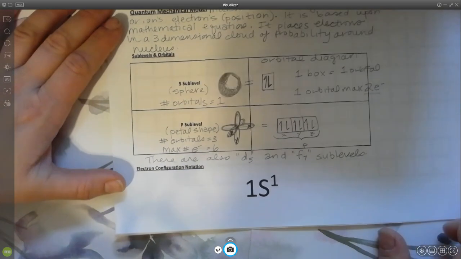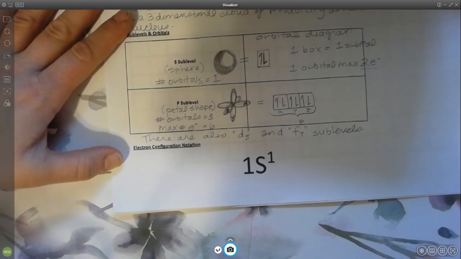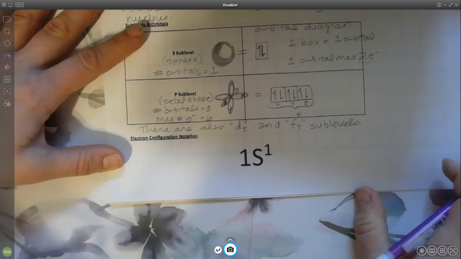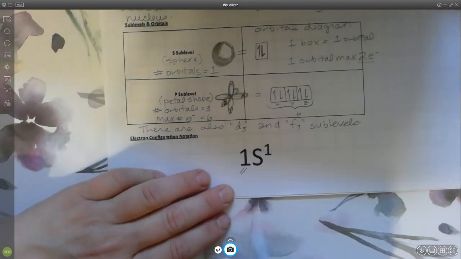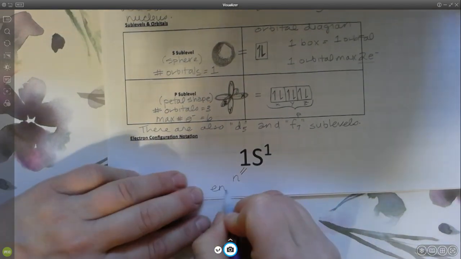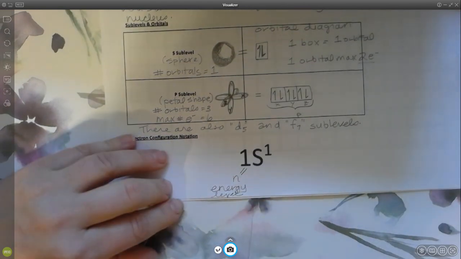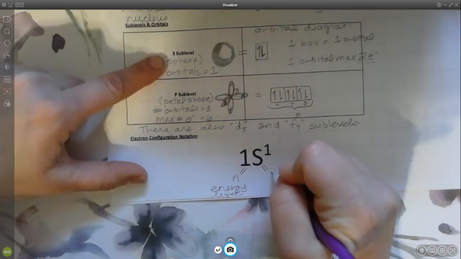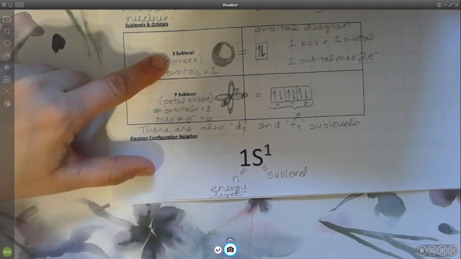Now, when we do an electron configuration to try to describe where we might find an electron, we use this format here. This is the first place we always start an electron configuration. So let me tell you a little bit about that. Here, the number 1 is going to be equal to what we call N, or the energy level. The S is what we've noted already. This is the sublevel. So this is a little bit like an address, okay?